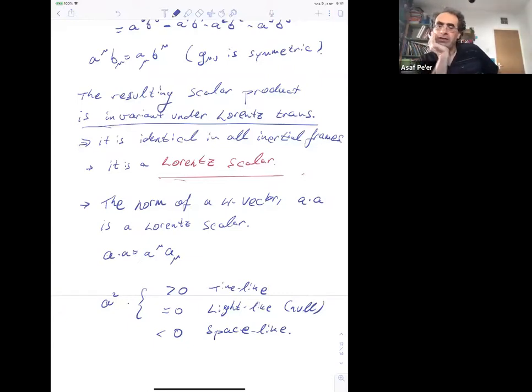Now, the vectors that we are familiar with from the real world are always time-like. I haven't defined yet what my world line is; I'll define it next Tuesday. It's always time-like. But photons, for example, are always light-like. They're null, right? They always travel at the speed of light.